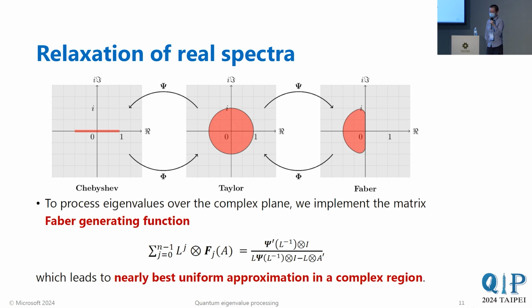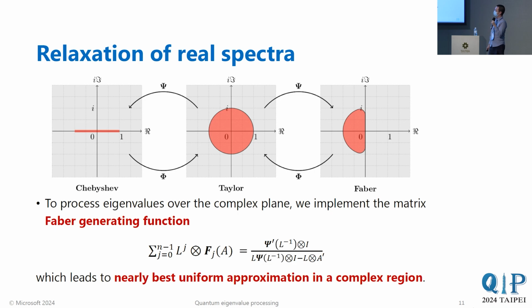OK, so these are the main technical aspects. Now I want to go back to the previous assumptions that I've made, and I'll tell you how to relax these assumptions. I have assumed that all the eigenvalues are real. That corresponds to the first picture, where all the eigenvalues are enclosed by this real interval between, let's say, -1 and 1. The corresponding nearly best approximation polynomials are given by the Chebyshev polynomials.